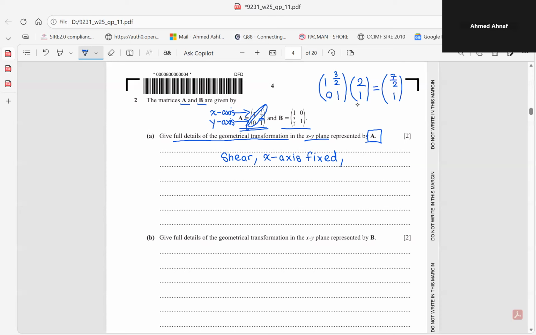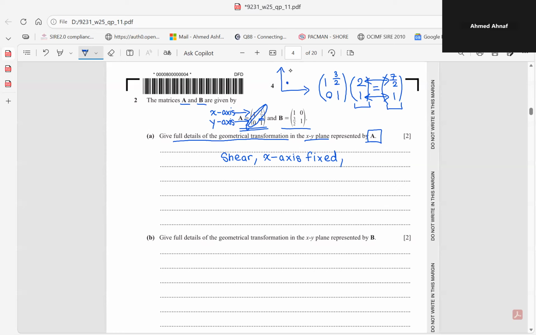So what do you notice about these 2 points? Well, you can see that the y coordinates of the points are unchanged. Only the x coordinates have changed. So that means the x-axis is fixed. Here's a quick little sketch for you. The original point 2, 1, let's say it's around here.